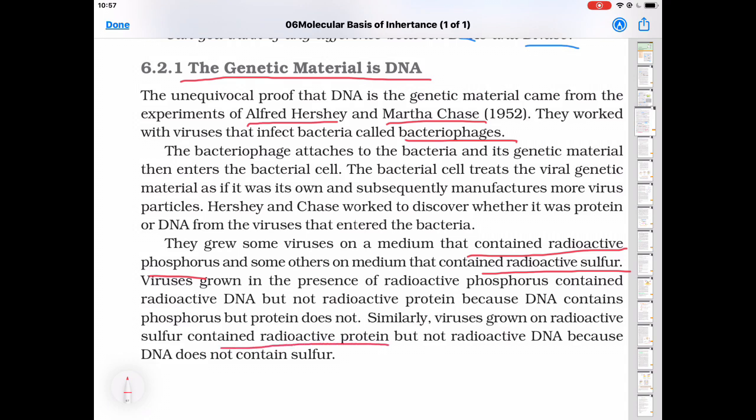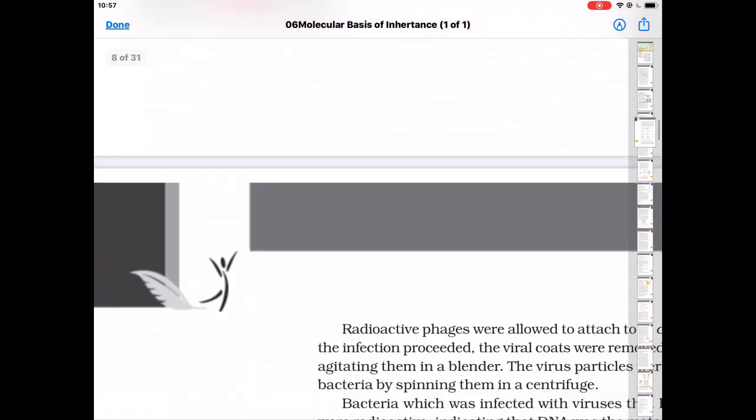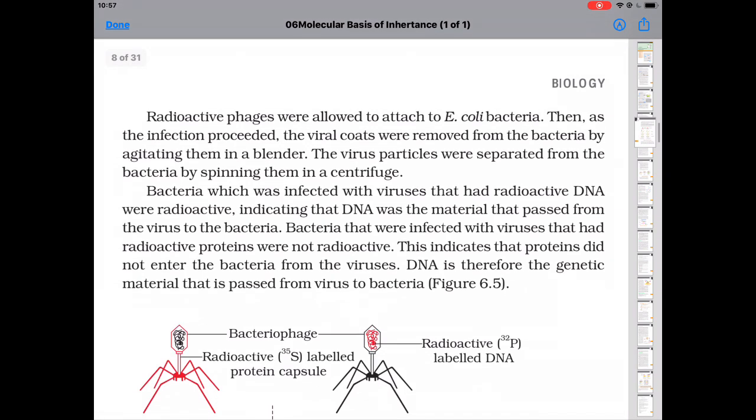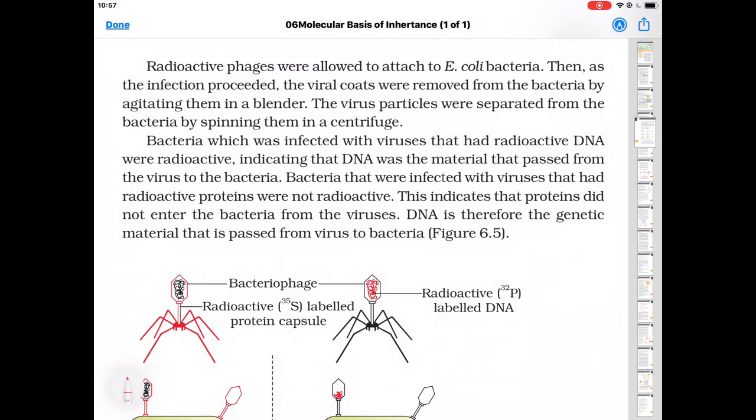So, radioactive phages were allowed to attach to E. coli bacteria. Then the infection proceeded. The viral coats were removed from the bacteria by agitating them in a blender. The virus particles were then separated from the bacteria by spinning them in a centrifuge.